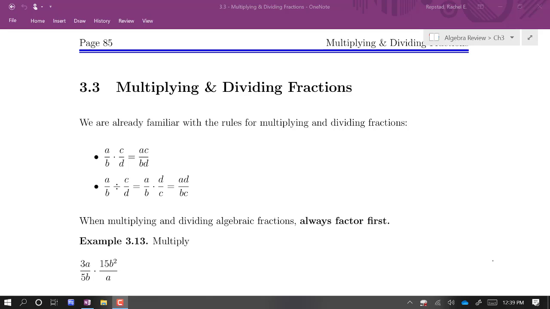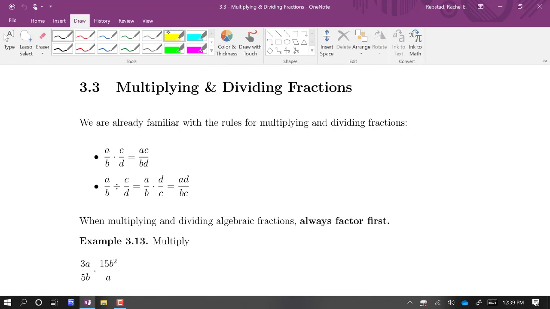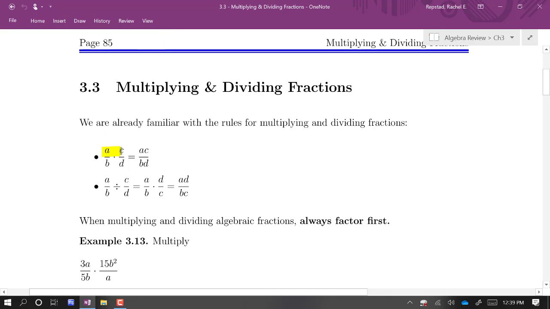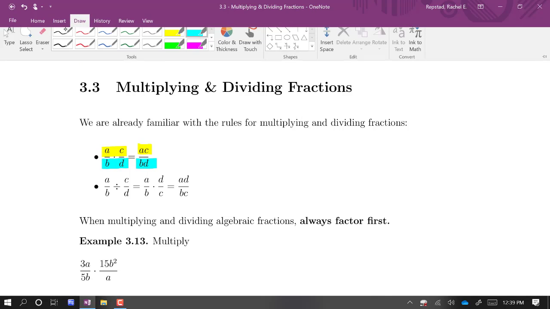But basically, the way we multiply fractions, whether they're algebraic fractions or numerical fractions, is you multiply the two expressions in the numerator and put that product on top. You multiply the two expressions in the denominators, and you put that product in the bottom.